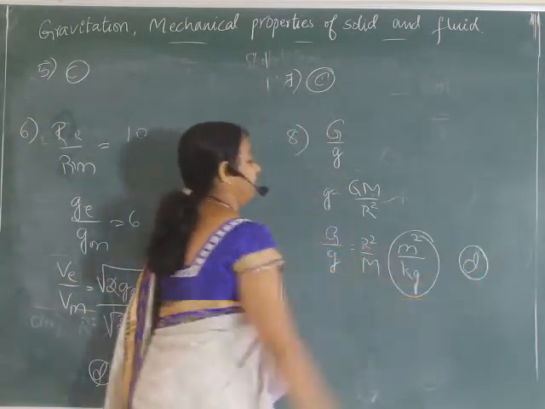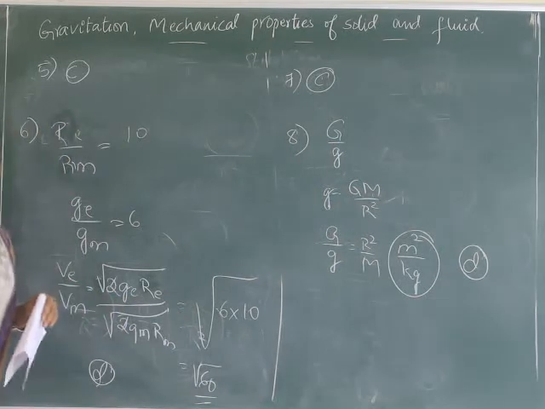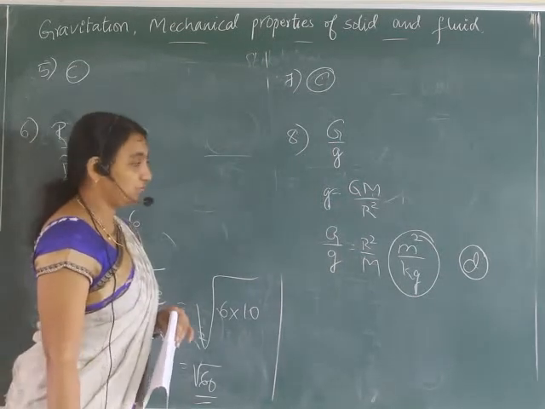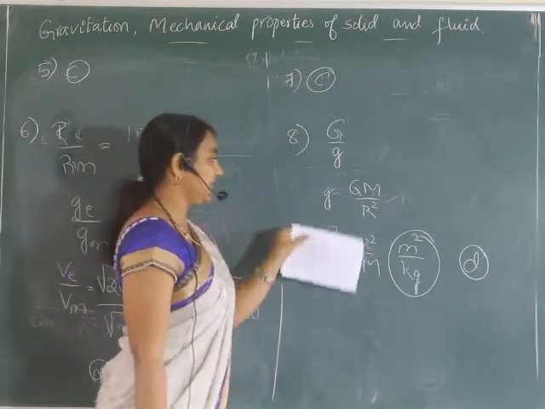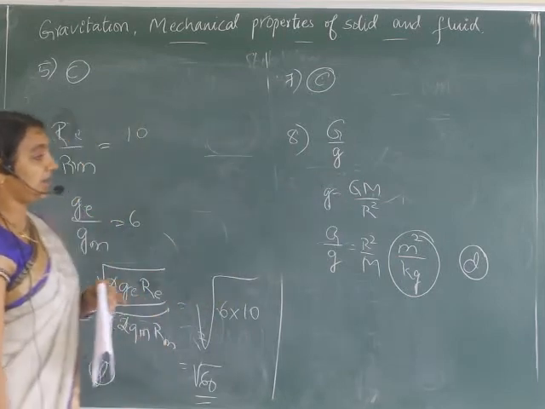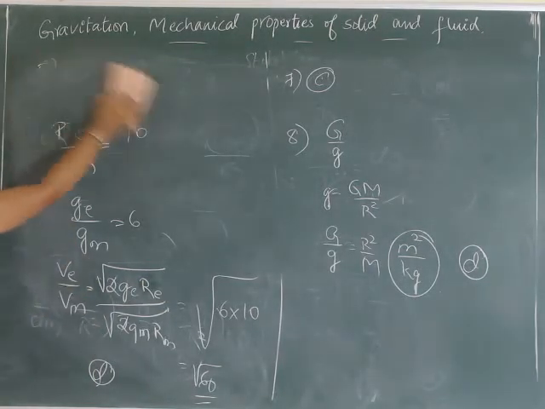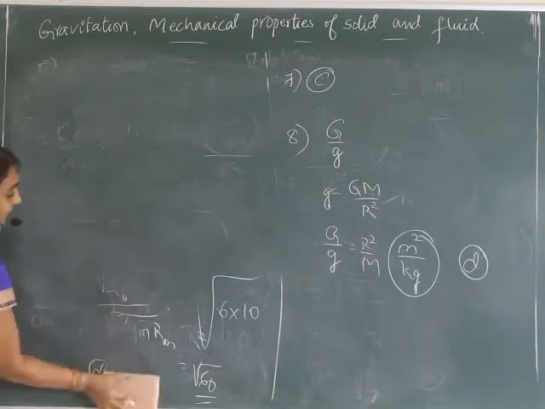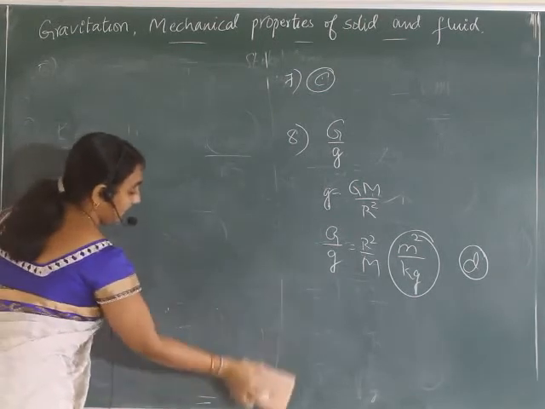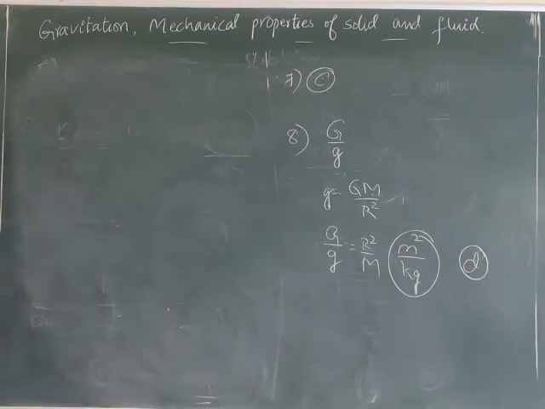Option D. Because we know g is equal to GM by r square. Take g to the other side, take GM by r square to the other side, so we get r square by M. That is meter square by kg. Option D. Next.